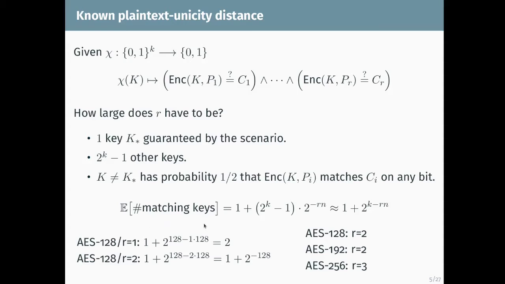So the expected number of matching keys, or the expected number of solutions to chi which evaluate to 1, is 1, i.e. the key k star, plus this expected value, and we want this to be 0. It's worth noting that k and n are fixed by the block cipher's properties, hence all we can do is vary R. So these are good values for R: R equals 2 for AES 128 and 192, and R equals 3 for AES 256.